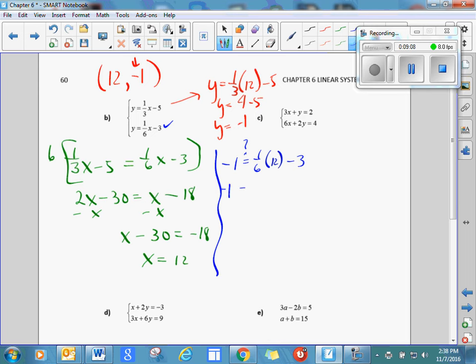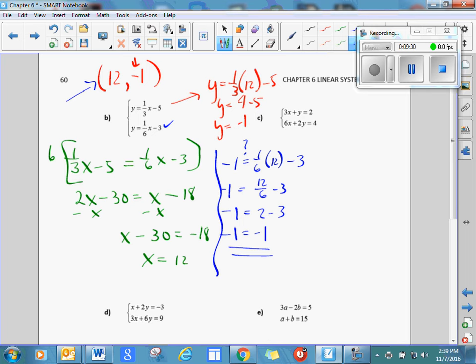So is negative 1 equal to, well, let's see, this is 1 times 12 is 12 divided by 6, which is 2. So negative 1 is, in fact, equal to negative 1. So we have about proved every which way possible that this is our solution set.